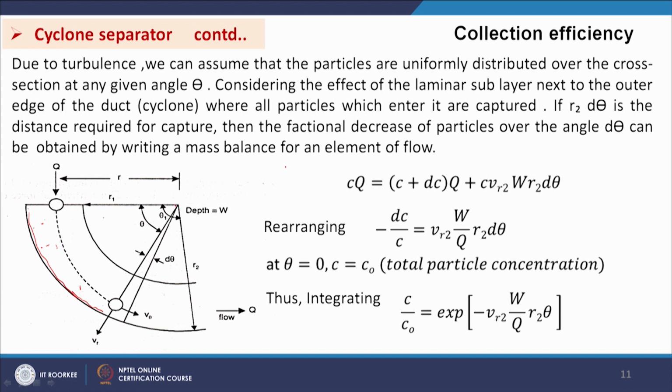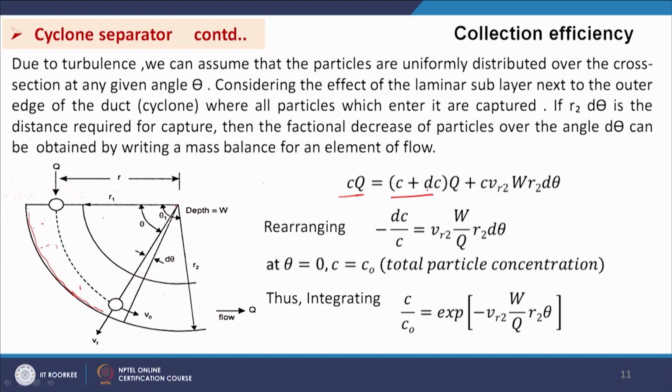for an element of flow. So, what is that mass balance? If Q is the volumetric flow rate, so volumetric flow rate into C, that is the mass flow rate, and that is getting entry to the duct, and which is going out from this, that is equal to C plus d C into Q, same volumetric flow rate, but density changing. So, C plus d C into Q, and some particles which are separated.